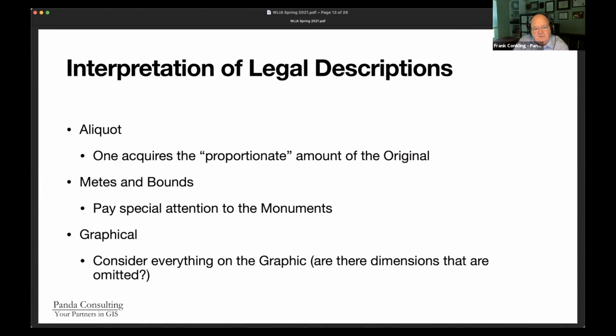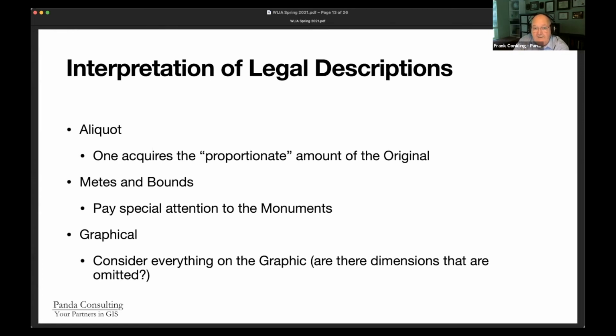A metes and bounds description is more like livery of seisin, in which you actually describe the boundary of the property. The metes being the courses or the bearings and distances, and the bounds being the actual monument references that are being called out. If you've got a legal description that's a metes and bounds description, you want to pay special attention to the monuments in there.